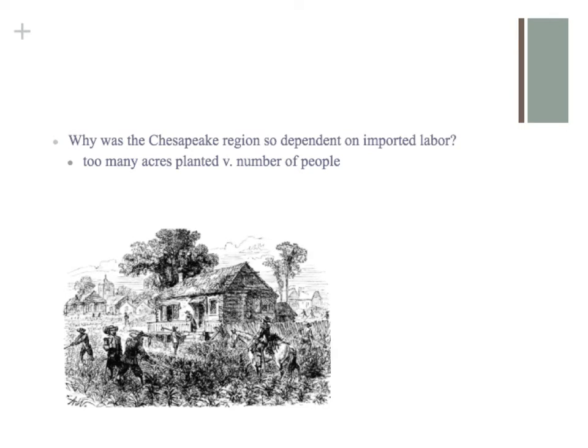So kind of tying into the last slide, why was the Chesapeake so dependent on imported labor? Look, it all boils down to the fact that they just had too many acres and not enough people. Agriculture is very labor intensive at this time. There's no mechanization. There's none of the things that we take for granted today.